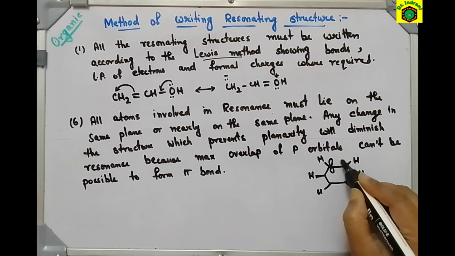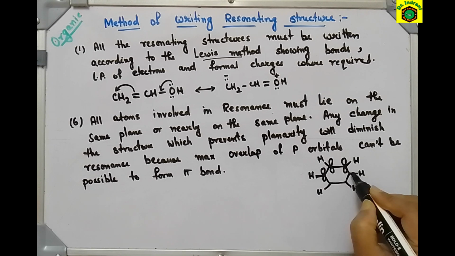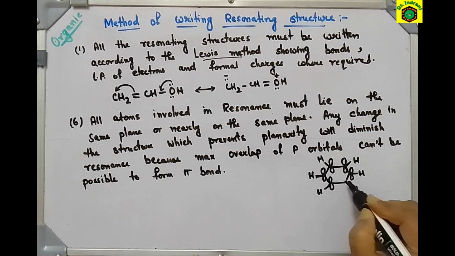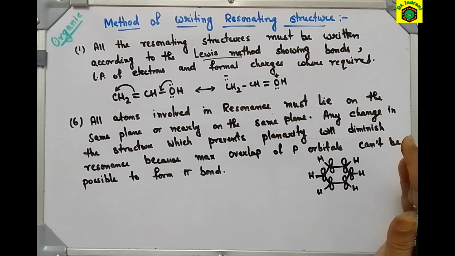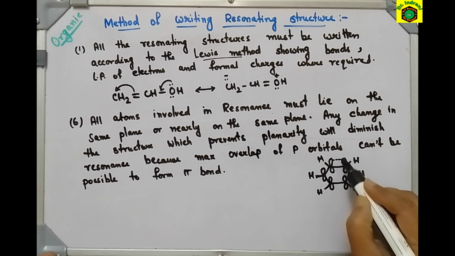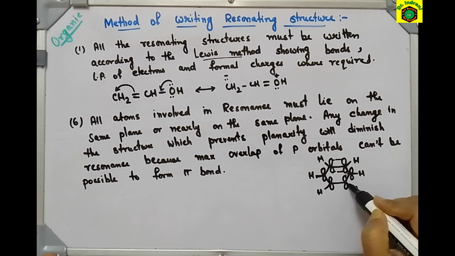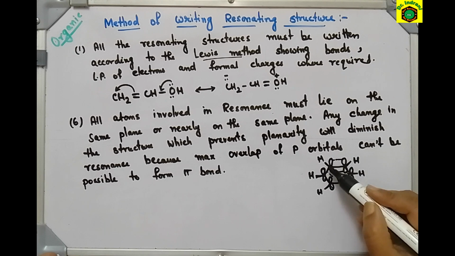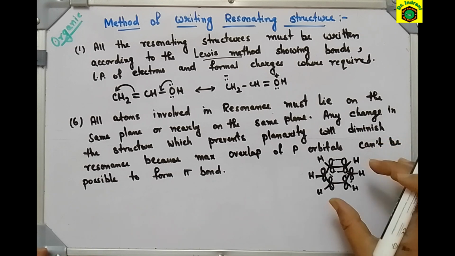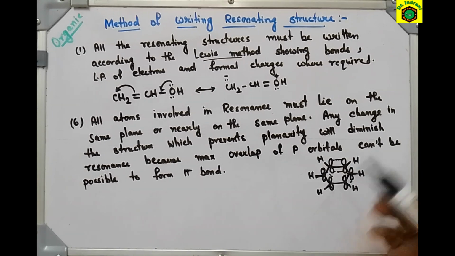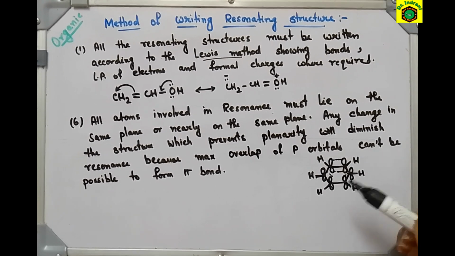Therefore, the pz orbitals of benzene with one electron each are parallel to each other, and overlap is possible in this way, and a pi bond is formed like that. If overlapping takes place here, here and here, we will get another resonating structure. But anything which can hamper this planarity in the structure will affect resonance, because then maximum overlap of p orbitals is not possible.